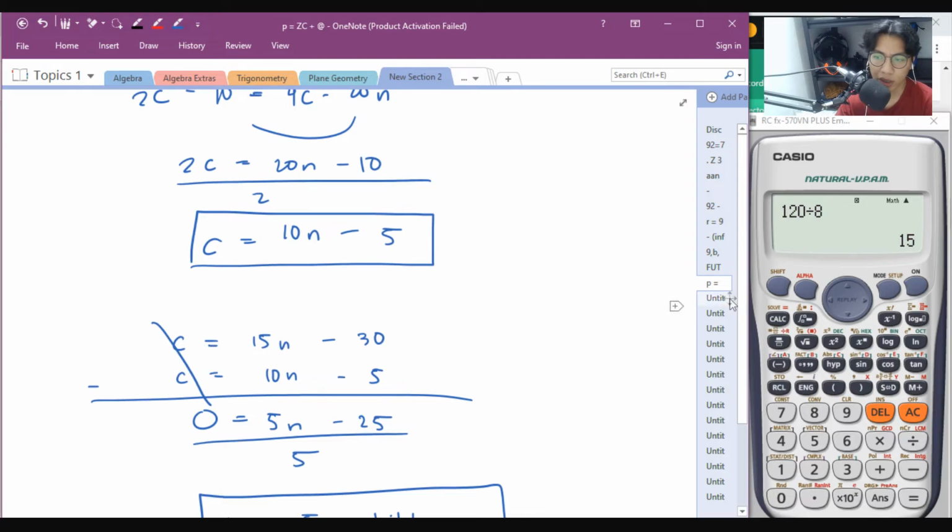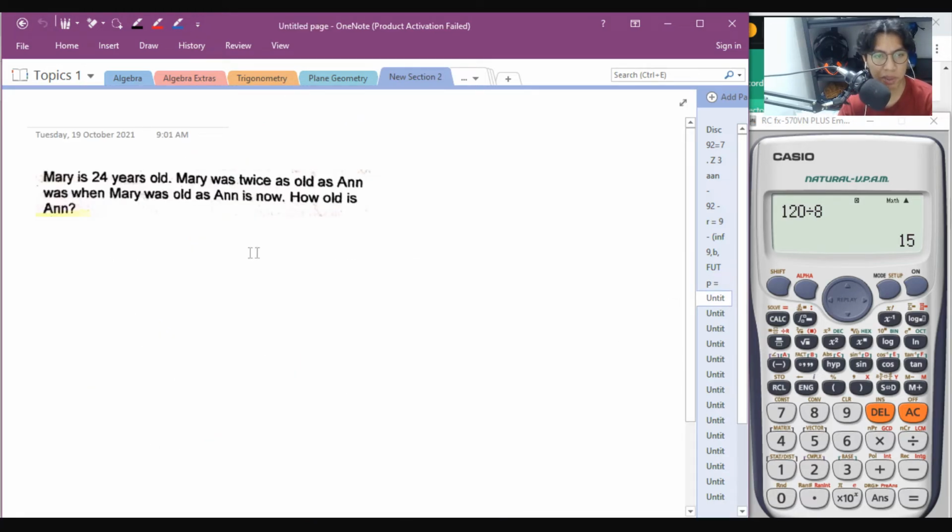Okay? Next problem. Mary is 24 years old. Mary was twice as old as Anne when Mary was as old as Anne is now. How old is Anne? Nakakalito. So, the keyword there is was. Ibig sabihin, that Anne is younger than Mary. Mary is 24 years old. That is now. Mary was twice as old as Anne when Mary was as old as Anne is now.